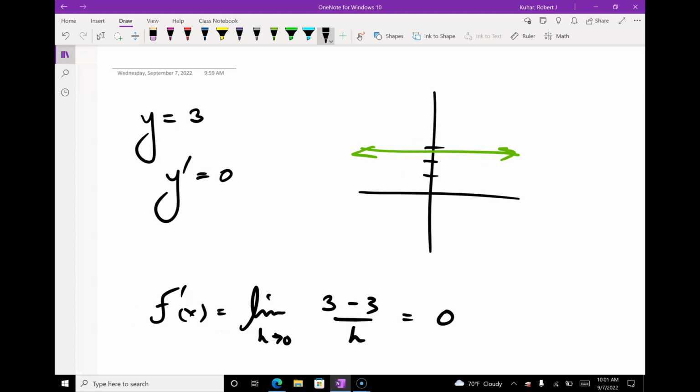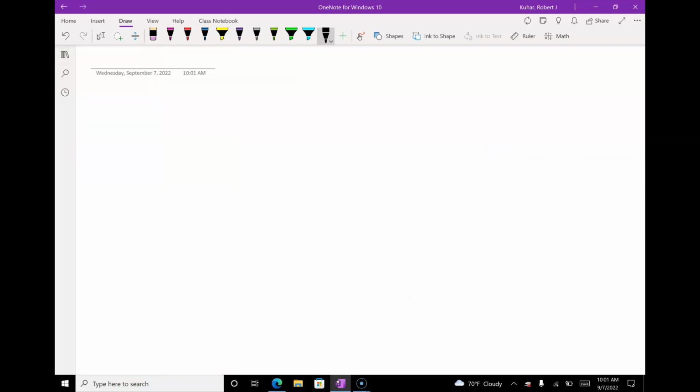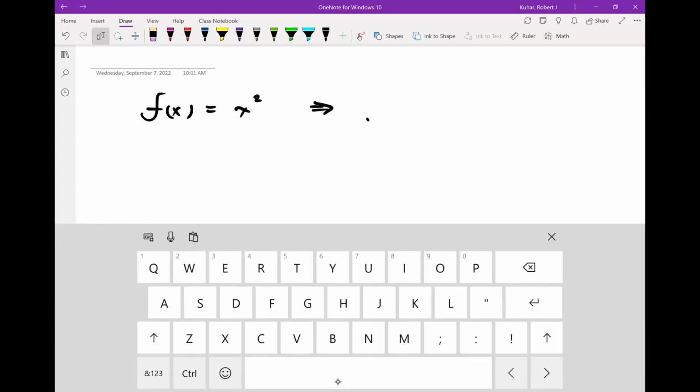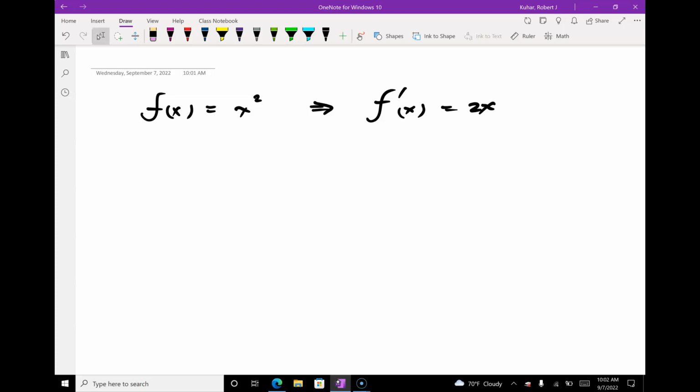Let's do another one. Here we go. If f of x is x squared, who knows it already? What's the derivative? Nice. And you'll have these memorized pretty quickly, okay? But let's do it the long way first. Let's do it with a limit. So f prime of x is the limit as h goes to 0. And don't let me go too fast. If I'm going too fast, slow me down.